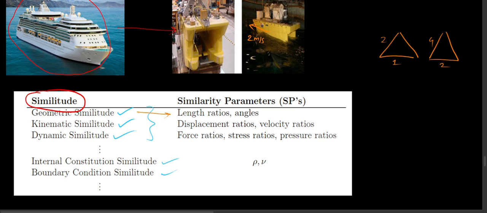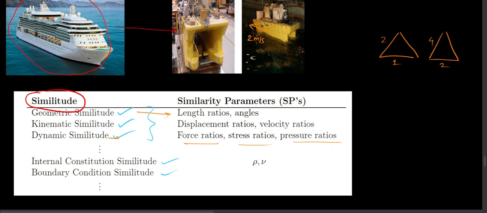Then you have the dynamic similitude, which involves the force ratios, stress ratios, and pressure ratios. Because of course we have seen above too that the Navier-Stokes equation depends upon the body forces and the stresses, shear stresses, acting on the fluid particles, and therefore these ratios should also be met in order for a complete model which will simulate the actual ship, and that's our main aim to do.